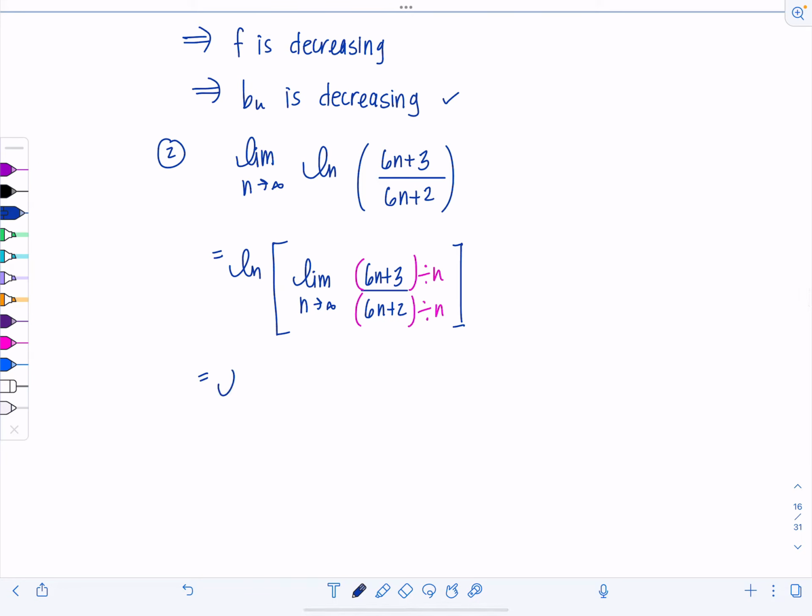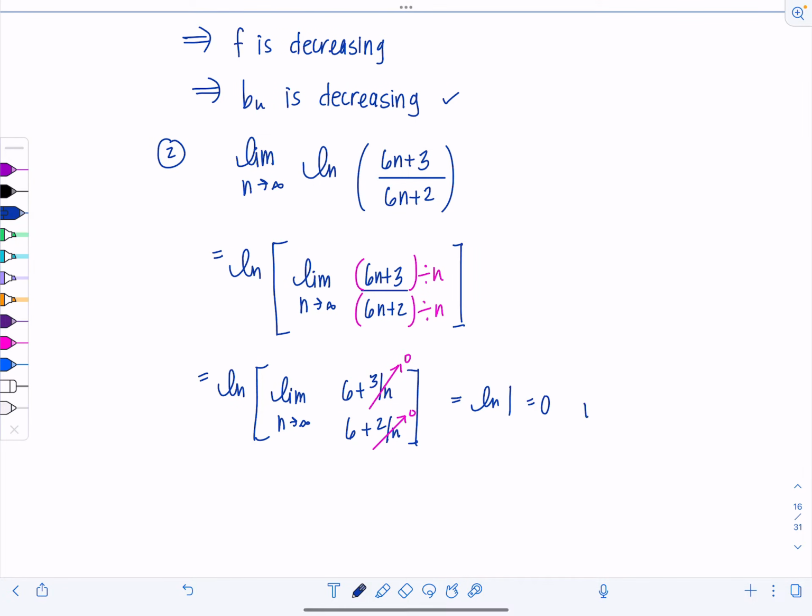We've got ln, limit, n goes to infinity. This is 6 plus 3 over n over 6 plus 2 over n. Okay. 3 over n and 2 over n are going to go to 0. So we just have 6 over 6. That's 1. So this limit's going to be natural log of 1, which is 0. Phew. So both conditions were satisfied.